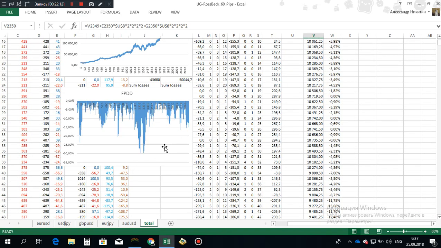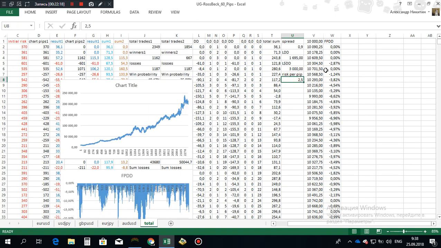And what is the drawdown right now? It is slightly below 30%. So this number is a bit more precise. So the risk per dollar per pip should be this: 0.5. Oh, sorry, 2.5 dollars of your this.